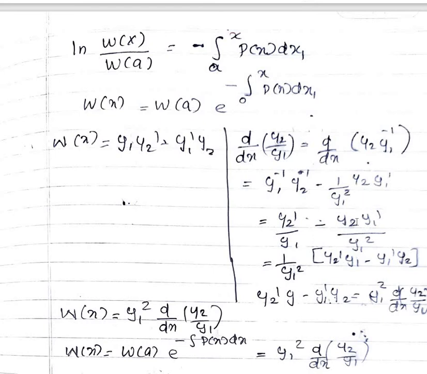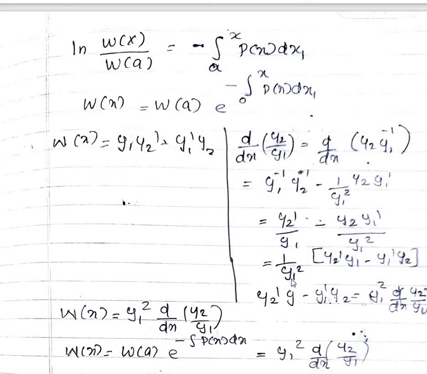It is nothing but y1 dash divided by y1 square. We take y1 square outside, so we have to multiply with y1. So you will get y2 dash y1 minus y1 dash y2. It is nothing but the Wronskian.